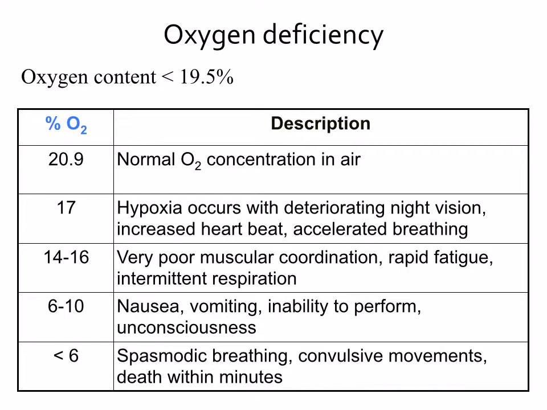At 14 to 16% oxygen in the air, muscle coordination begins to deteriorate. At 6 to 10%, serious symptoms occur, and at less than 6% oxygen in the air, we see death within a few minutes.